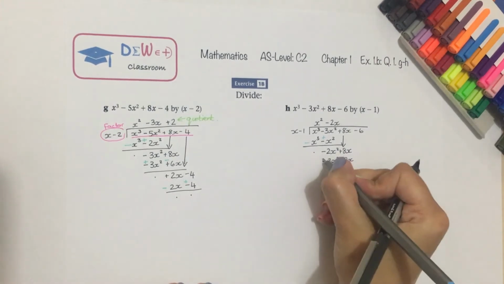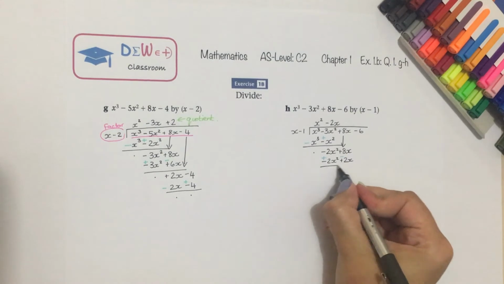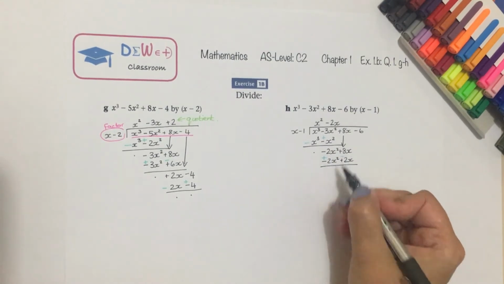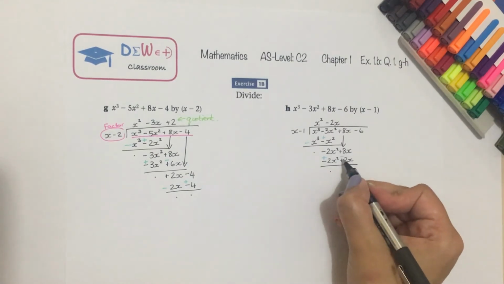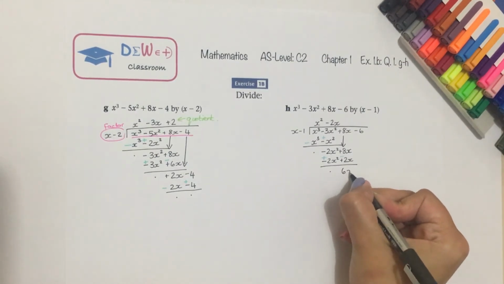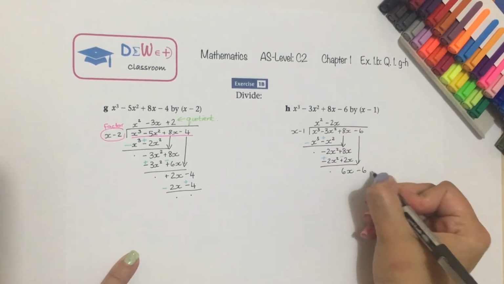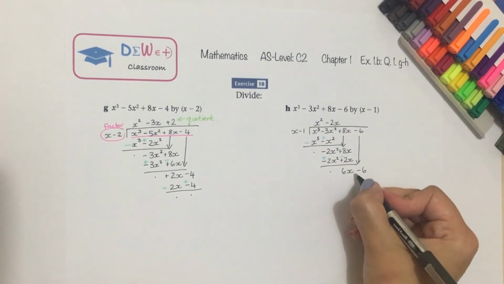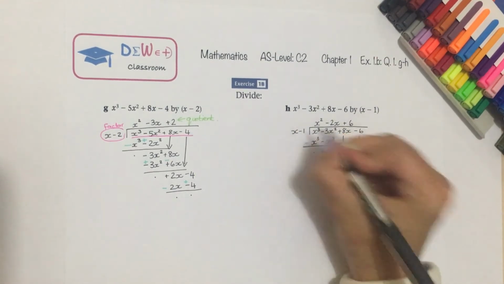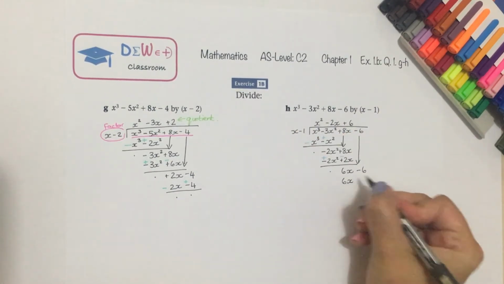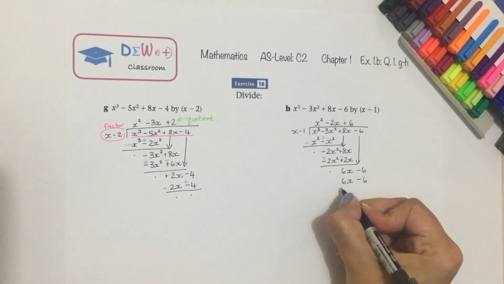We want to subtract, so we are going to change the signs. And then we've got minus 2x squared plus 2x squared is 0. 8x minus 2x is 6x. Finally, we bring down the negative 6. 6x divided by x is 6. 6 times x is 6x. 6 times minus 1 is minus 6.